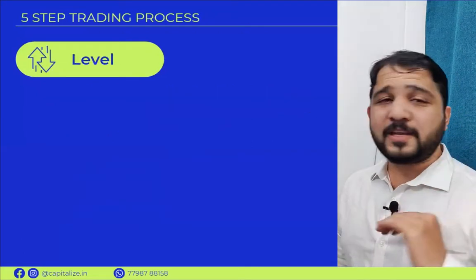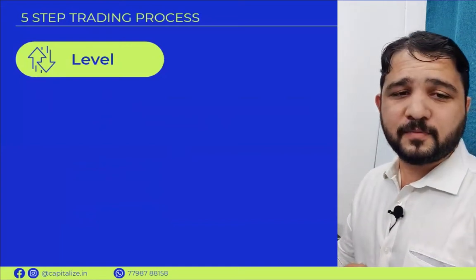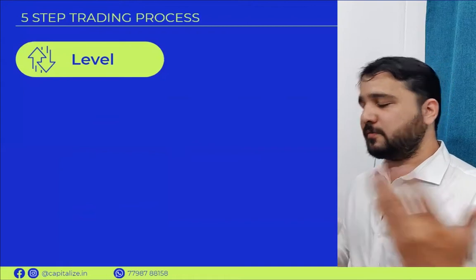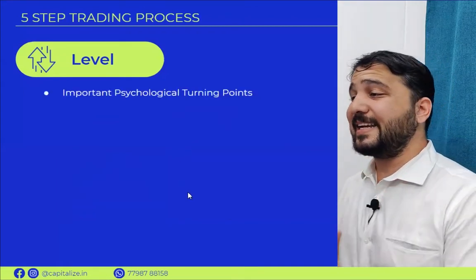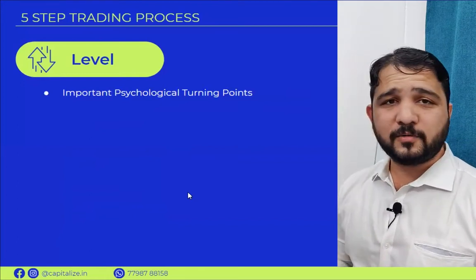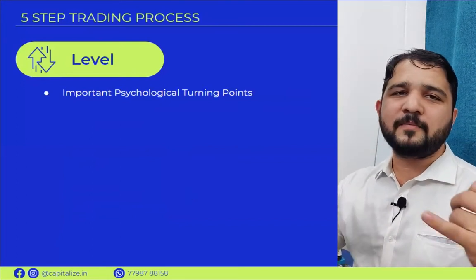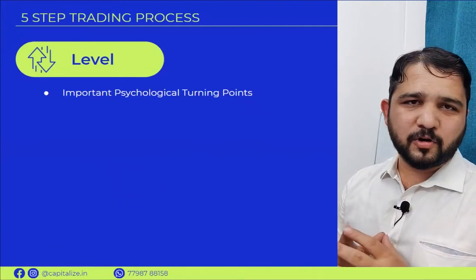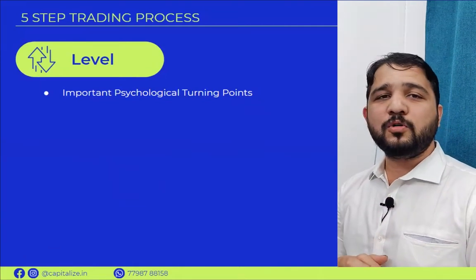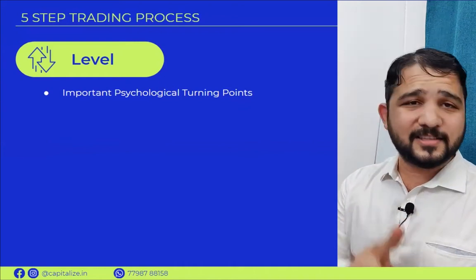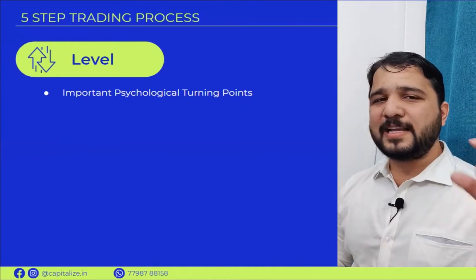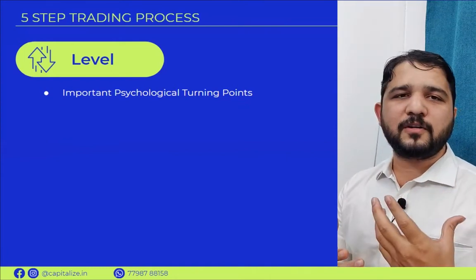Okay, step 3 is to mark your levels. Marking levels is important because first of all, let's just understand what exactly levels are. Okay, levels are important psychological turning points. You might have heard of terms like round numbers being spoken about, Nifty level this, level 10,500, or you might have heard of terms like support and resistance. These are nothing but points where price shows some kind of reaction.